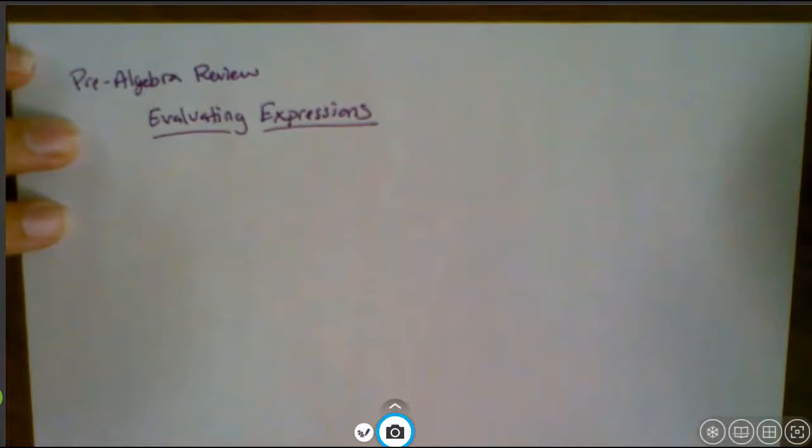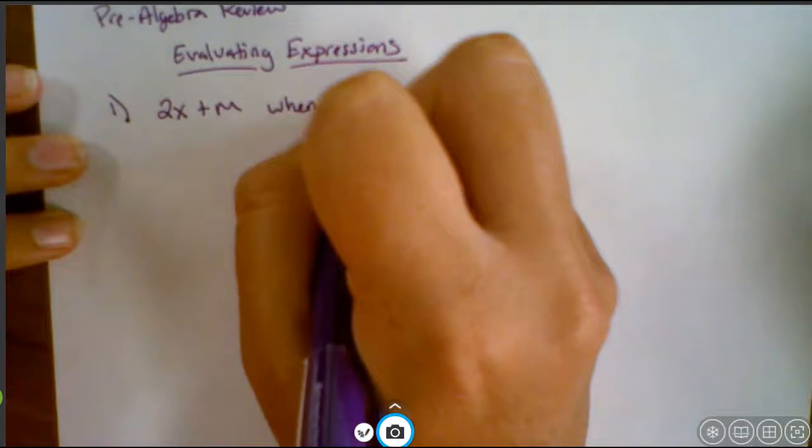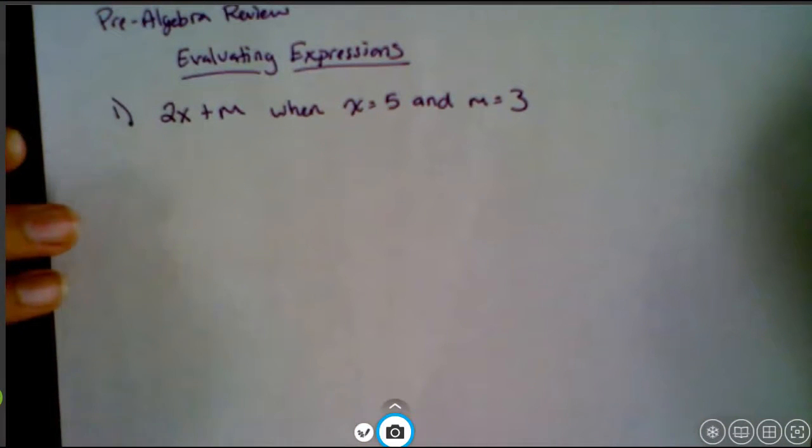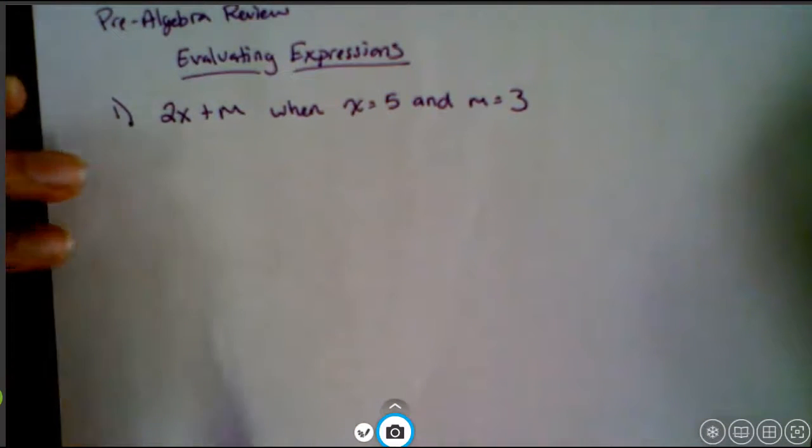Okay, a couple examples for evaluating expressions. So that's where it gives you, remember, an expression does not have an equal sign. So if it gives you something that looks like 2x plus m, and then it's going to tell you what the variables are. So when x equals 5 and m equals 3. So we're going to evaluate this. So we're going to get a number answer.